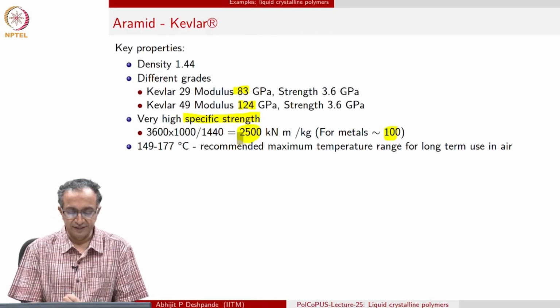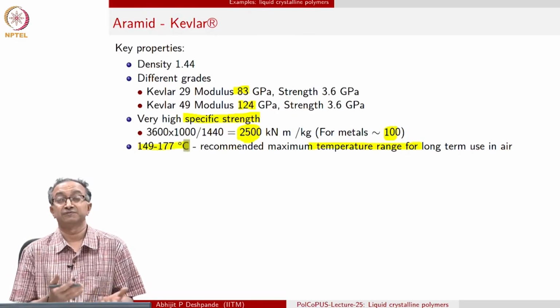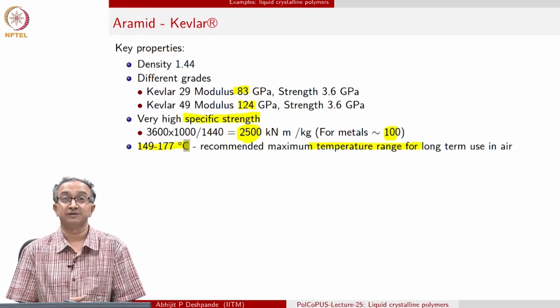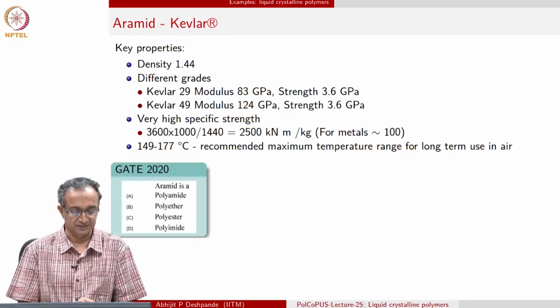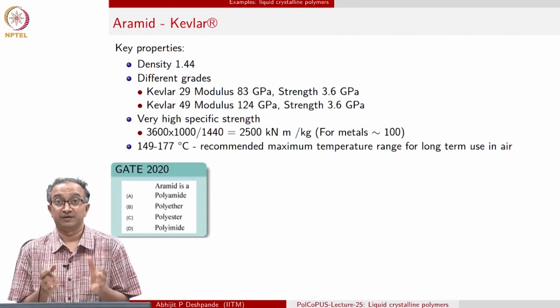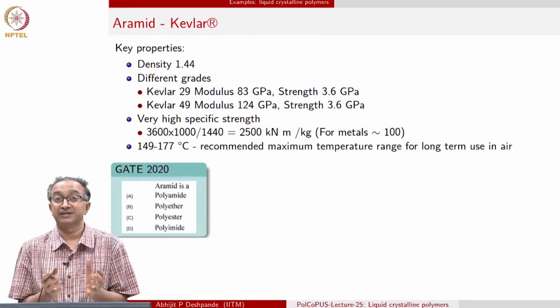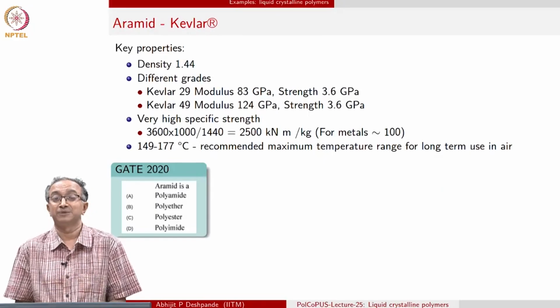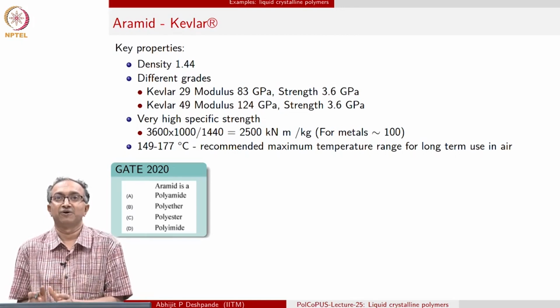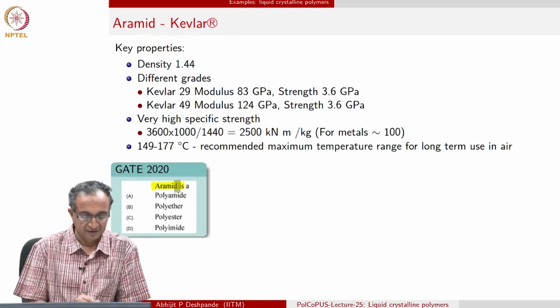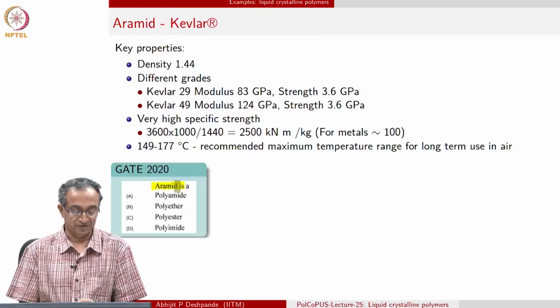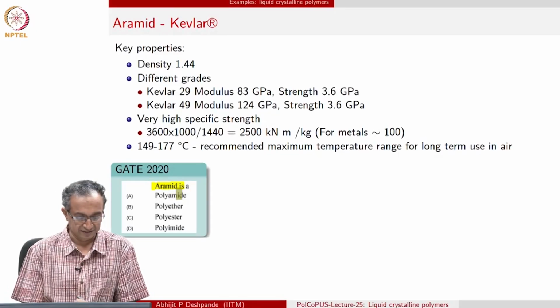And the temperature range for long term use in air is also very significant. You can use it, for example, in a variety of applications where temperature can be as high as 150 degrees Celsius. So, just to let you know that as polymer scientists and engineers, this is one of the successful examples of manipulating molecular level details to achieve spectacular performance. And so, aramid you can look up and try to see which family of polymer it belongs to. Is it a polyether, is it a polyamide, or is it a polyimide?